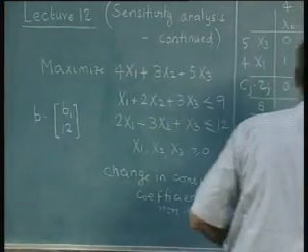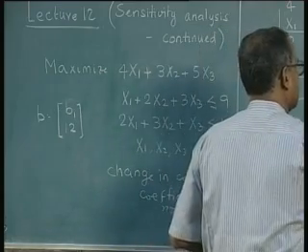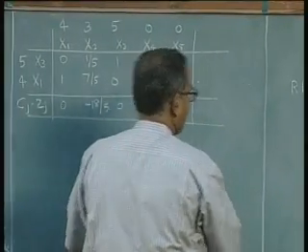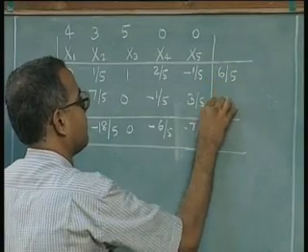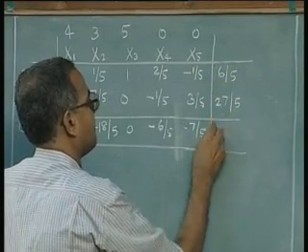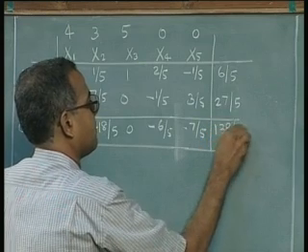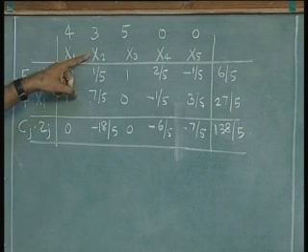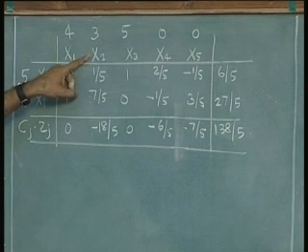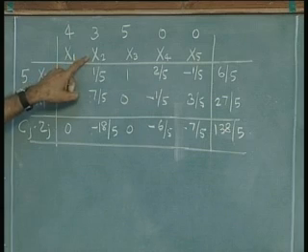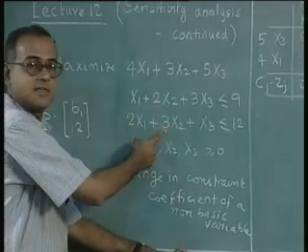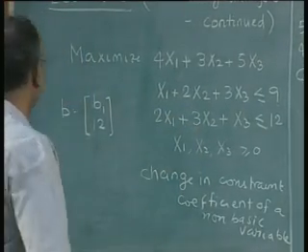To do that, let us go back and write the original simplex table with the values here. Now let us consider a non-basic variable x2 here, and let us look at a change in the coefficient of this variable in any one of the constraints, which means we are looking at a change either in this 2 or in this 3.